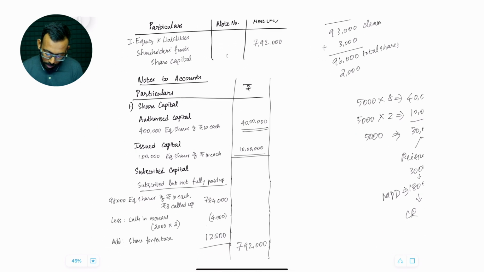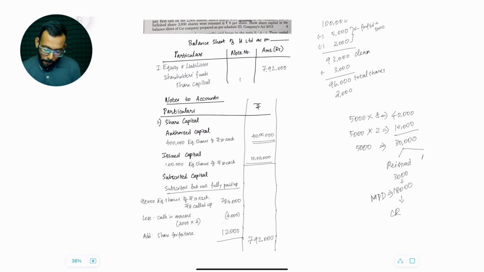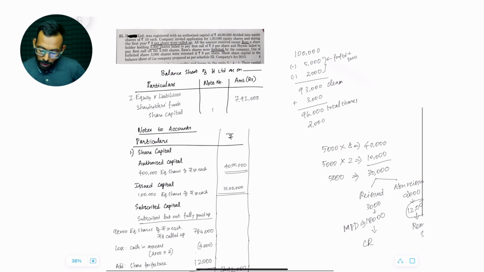So I'm just presenting the final answer here. Authorized capital 4 lakh into 10, issued capital 1 lakh into 10, and then subscribed capital. The working is here. From 1 lakh, you eliminate 7,000 first, the problematic shares, you get clean shares. Then from this forfeited batch, you get 3,000 shares added back. So you have 96,000 shares in total. So the non-reissued shares will be 2,000, and then shares with calls in arrears will be 2,000.